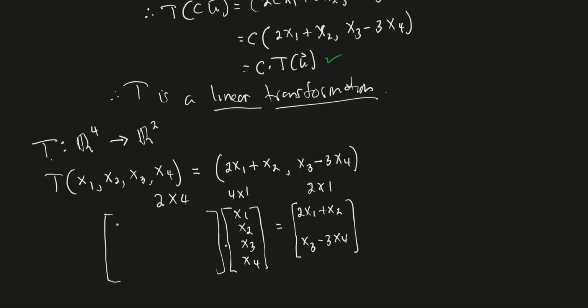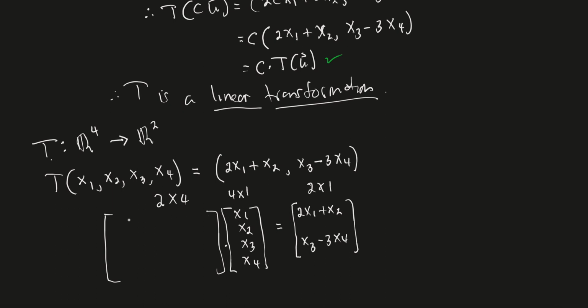But think about it. So I need to have 2 rows, right? Well, what are the entries in those rows? Well, let's think about it. I want to double the value x1.